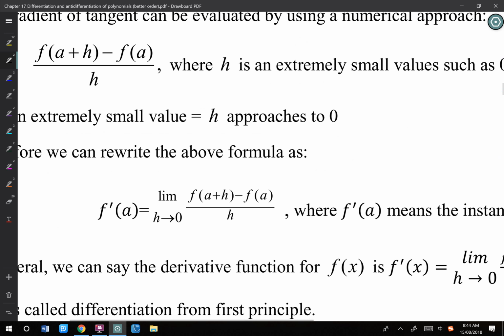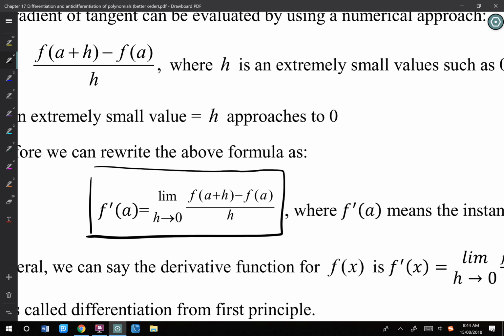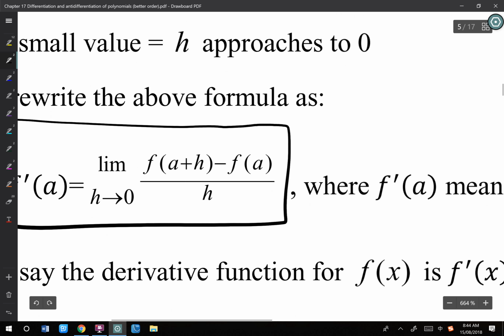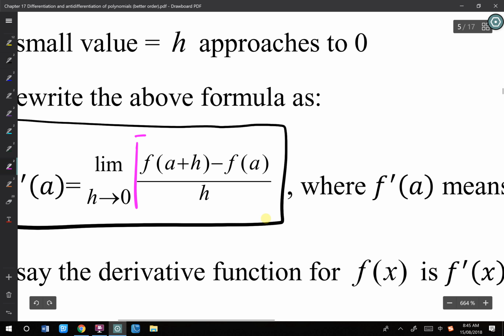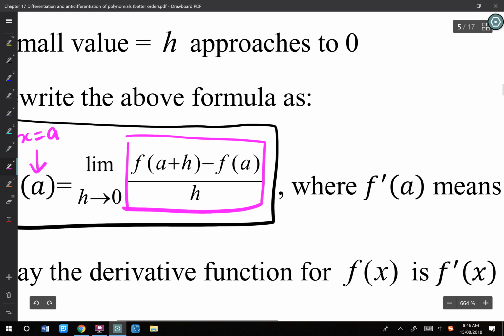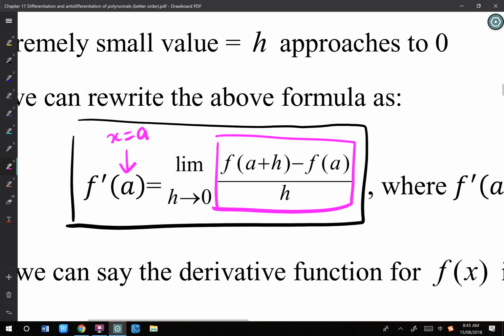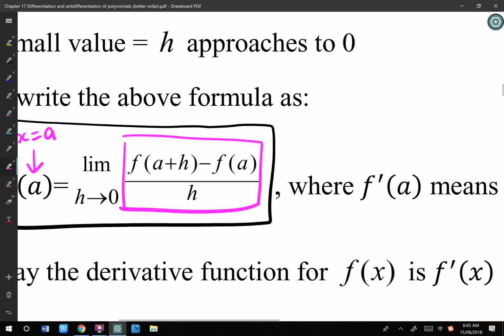So if we look at this notation here, let's try to interpret what this equation means. Okay, this is an important notation. First of all, without looking at anything else, just look at this pink notation here. I'm trying to investigate x equals a. I'm trying to find the gradient at x equals a. So f dash a means the gradient at x equals a. Now, what we're trying to look at is, what's f(a plus h)?